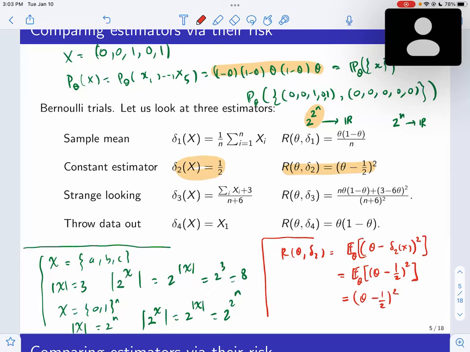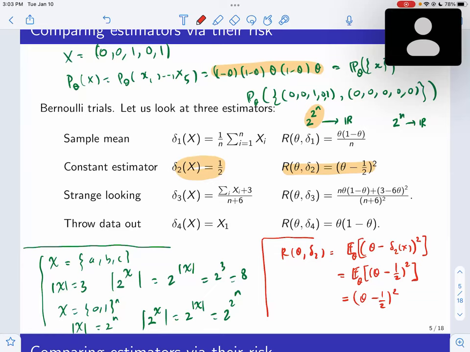There's also a standard estimator where you add a bit here and add a bit here. This is in Kinner's book. Then you can calculate the risk for this, and it turns out to be that.